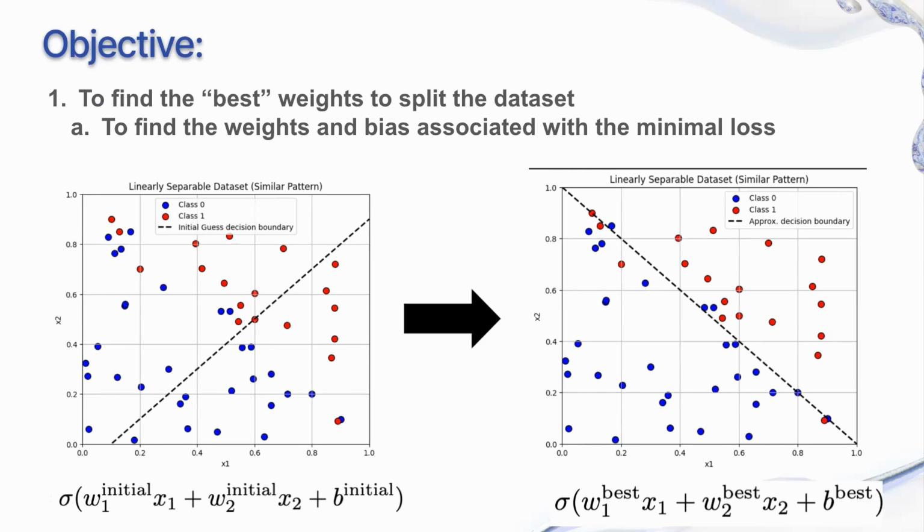So we have some initial state, our initial guess about our weights. This is our decision boundary. Obviously, it looks terrible because this doesn't separate class 0 from class 1. And we want to somehow change it so that it looks like this.